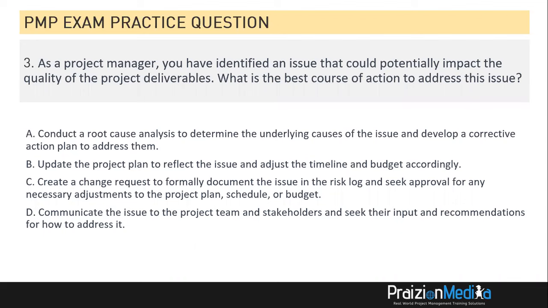Let's take a look at B. Update the project plan to reflect the issue and adjust the timeline and budget accordingly. This says it would affect the quality. And again, you typically don't reflect issues just like that in a project plan. It should be in an issue log. So we're going to cancel B.